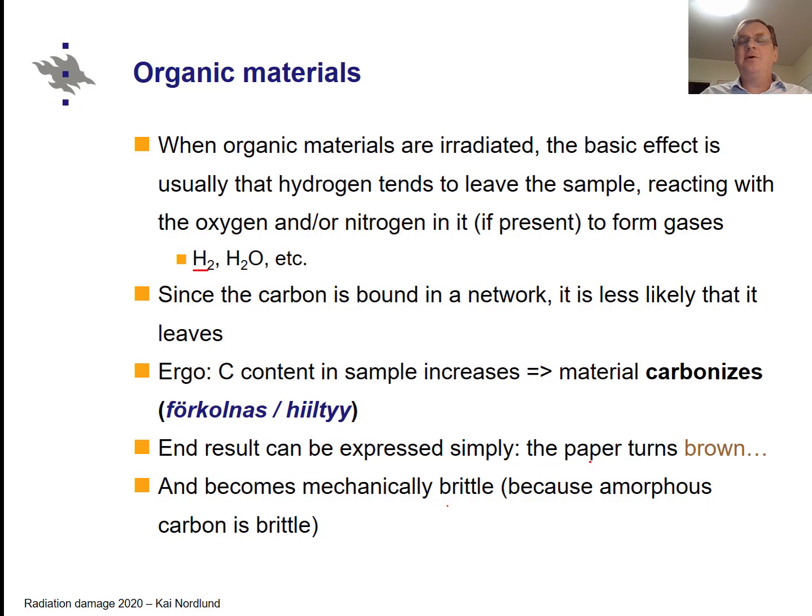Actually, this fact that paper turns brown is sometimes used to figure out where your ion beam is. If you don't know it accurately otherwise, you can test it by putting in a piece of paper, then irradiating, and then check where you got the brown spot in the piece of paper.